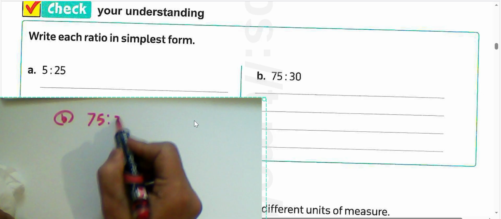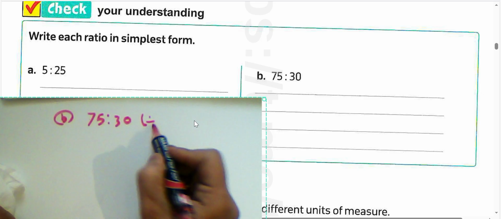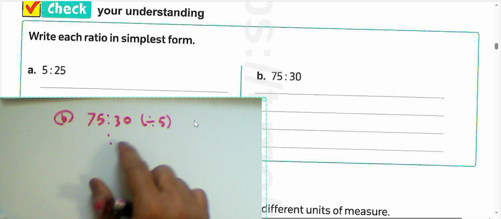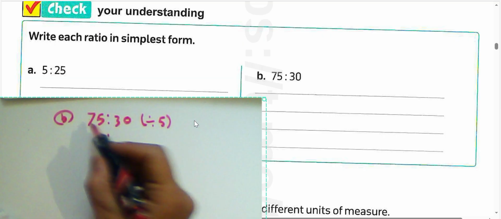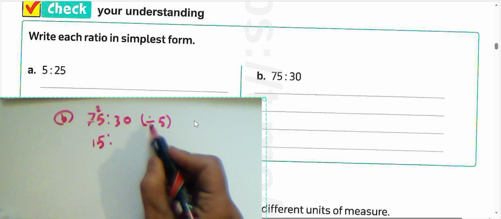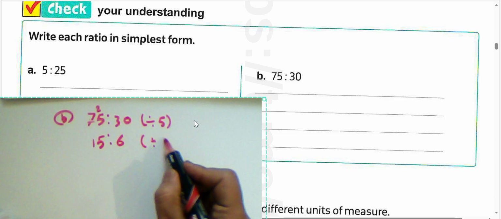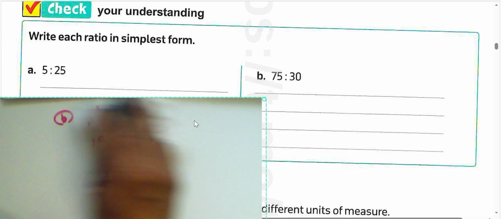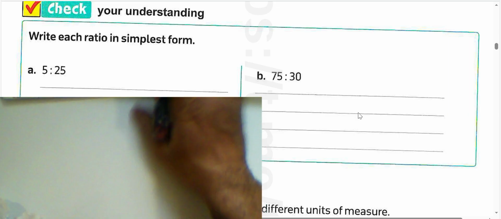75 to 30. You can divide by 5. A number can be divided by 5 if we have 0 or 5 in the ones place. 75 divided by 5 is 15, and 30 divided by 5 equals 6. And then we can divide by 3. 15 divided by 3 is 5 and 6 divided by 3 equals 2. Then the ratio will be 5 to 2. Next question.